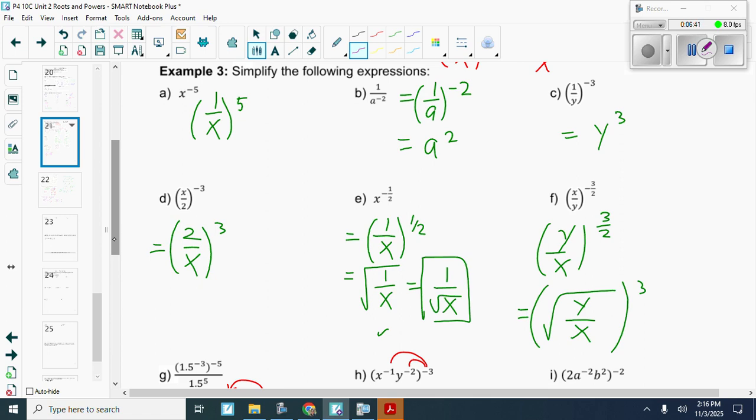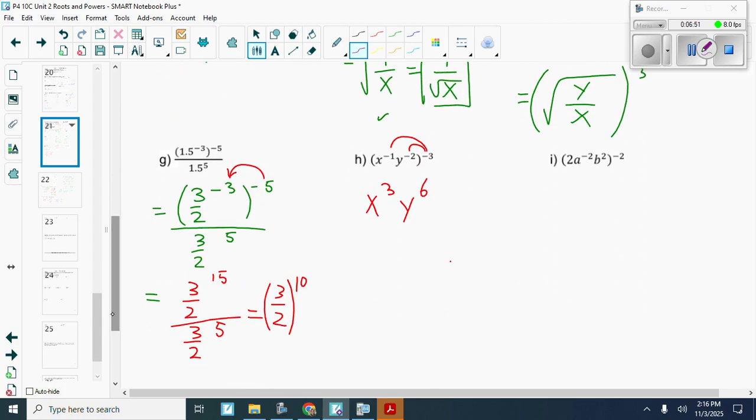I don't want to see anybody's boxed answers like "this is my final answer" with a negative exponent in it, because you'll lose marks on that one. So for example, this one we didn't necessarily talk about. This one is your example of the power of a product. You were able to put the exponent in, and so we multiplied it in: -1 times -3 gives us +3, -2 times -3 gives us +6.